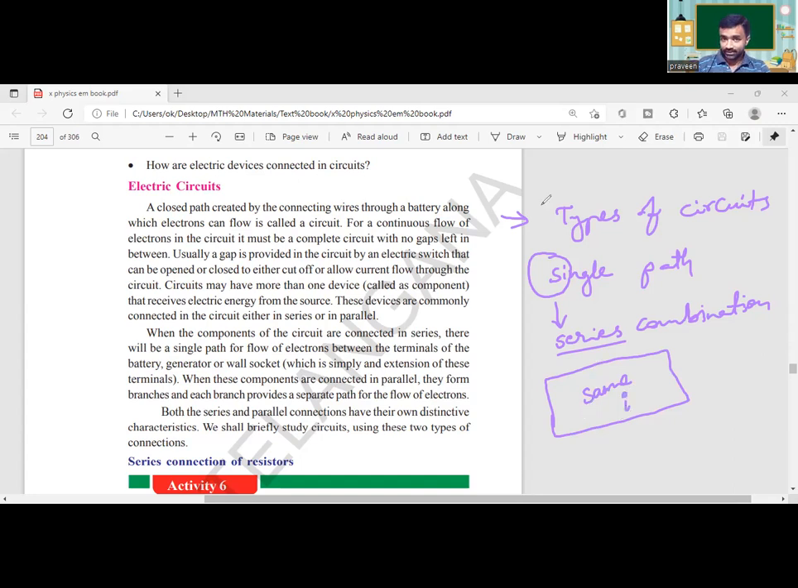Then another one is there. What is that here? Simply maintaining individual paths.